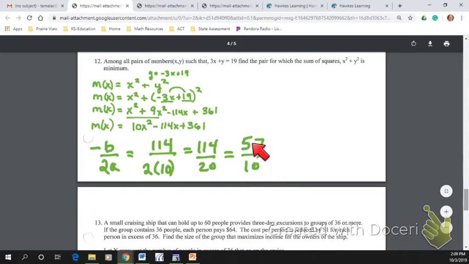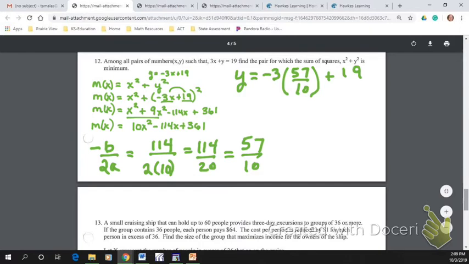Now, when I go to find y, am I going to plug it back in here, or am I going to plug it back in here? I'd plug it back into the top one, right, because it says to find a point on this line that gives you a minimum here. So I figured out the x value on the parabola that gives me a minimum, but I want to plug it back into the line because I'm actually looking for a point on this line, not on the parabola. So now I've got y is equal to negative 3 times 57 over 10 plus 19, right?